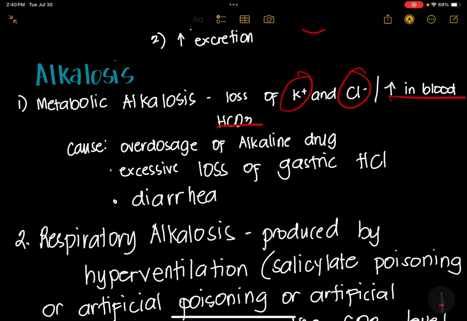Kung sa metabolic alkalosis class, loss of potassium and chloride, or the use of diuretics. Anong diuretics class? Pampaihi. Except acetazolamides. Acetazolamides are a drug class. Okay? It's a drug class of diuretics. Drug class na siya, class of pampaihi. So, diarrhea. Kay kung ginadiarrhea ka, galos ka man sang potassium. So, overdosage of alkaline drugs, excessive loss of gastric hydrochloric acid, and diarrhea.